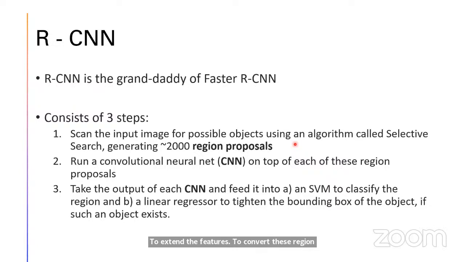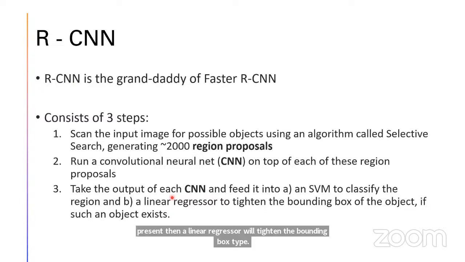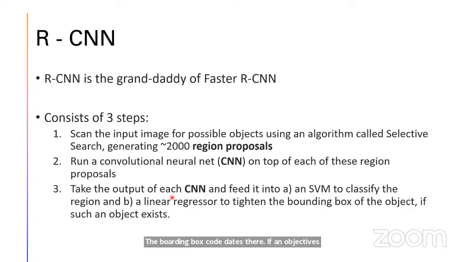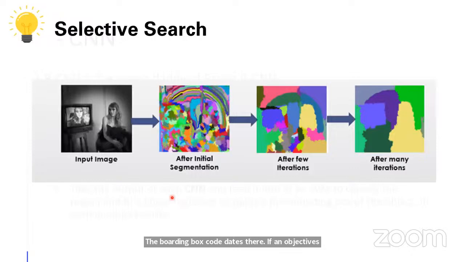Once we get these feature maps, they are further passed to an SVM, support vector machine, that will classify the region, whether there is an object present or not. And if there is an object present, then a linear regressor will tighten the bounding box coordinates there, if an object is existing there, right?